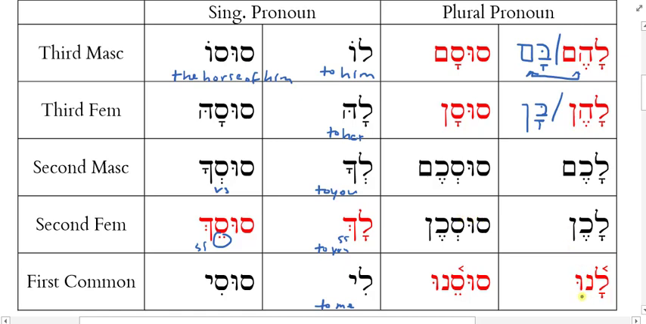And then to say "to us," the first common plural pronoun is nu. So it's lanu. And with the horse of us, it's going to be susenu. Susenu. The nu is the same. It's just that my vowel was a kametz here, it's a sere here. Just like over here, my vowel was a kametz, and it's a sere here. So we have a similar kind of helping vowel changing. But that's really not important as much as knowing that the nu ending is the one for us. So the horse of us.